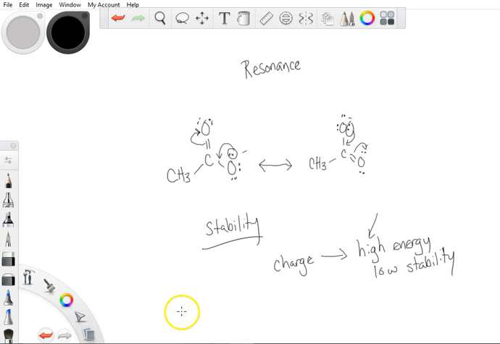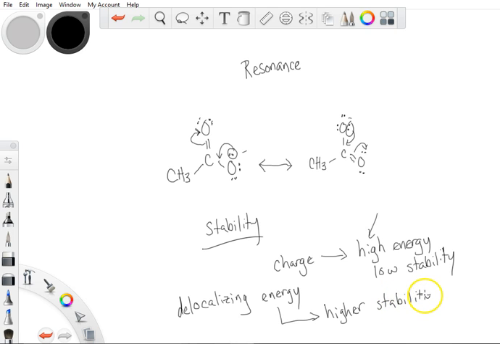So by delocalizing the energy, we're going to delocalize the charge, the energy associated with that charge. That's going to lead to higher stability, and that's a good thing. Molecules are always going to be looking for higher stability and lower energy when possible. And that's exactly what resonance does. It spreads the charge out between the two.